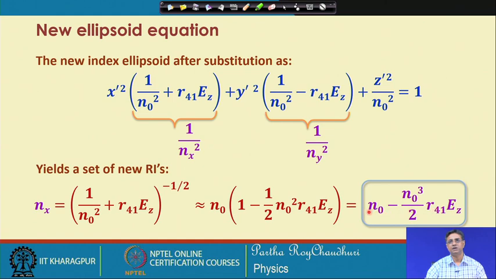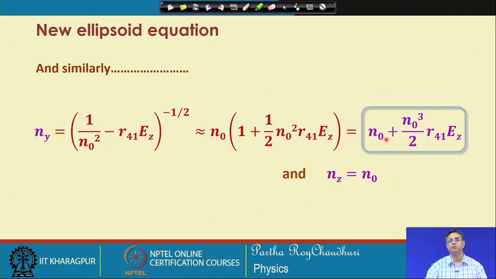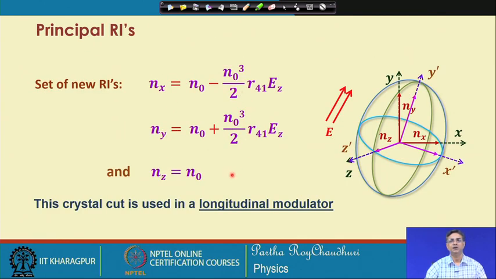If it is positive, n_x has become less than n_0, whereas n_y has become more by the same amount. So n_x has decreased and n_y has increased, but n_z remained the same. That means I have new principal refractive indices where n_x is less than n_0, n_y is more than n_0, but n_z remains the same. So this is how we represent the refractive indices here.